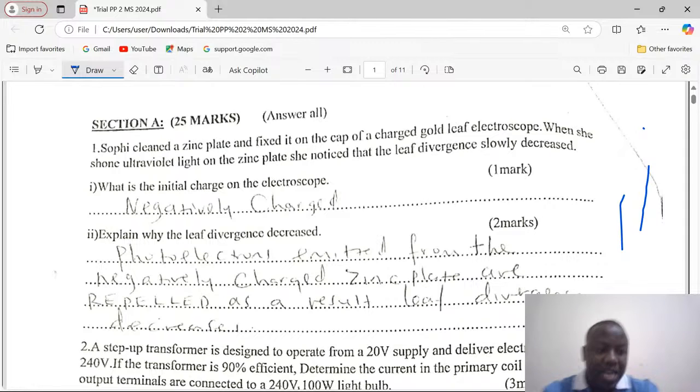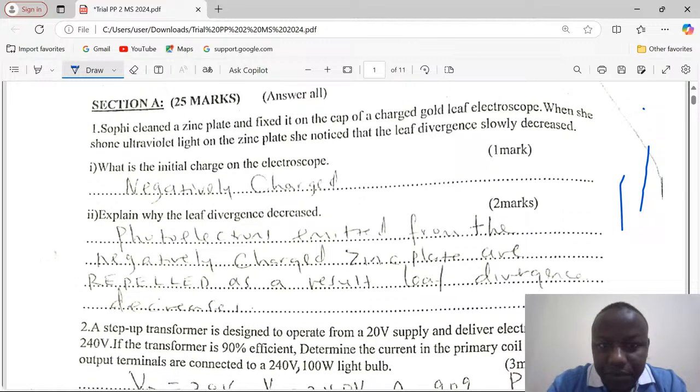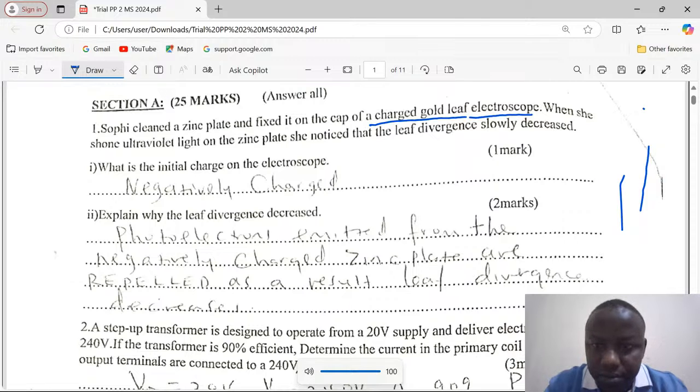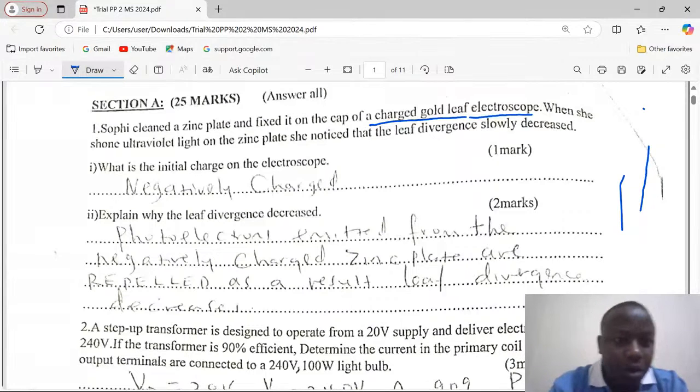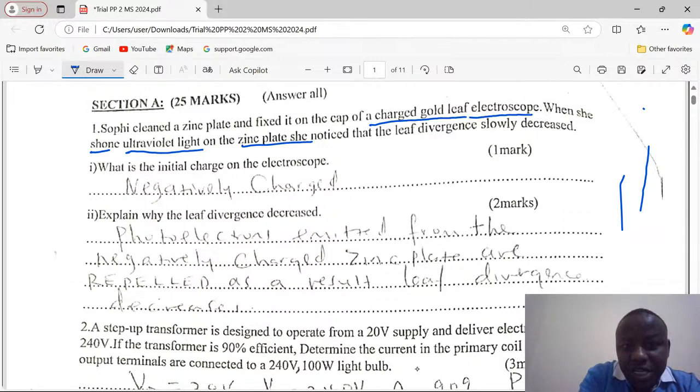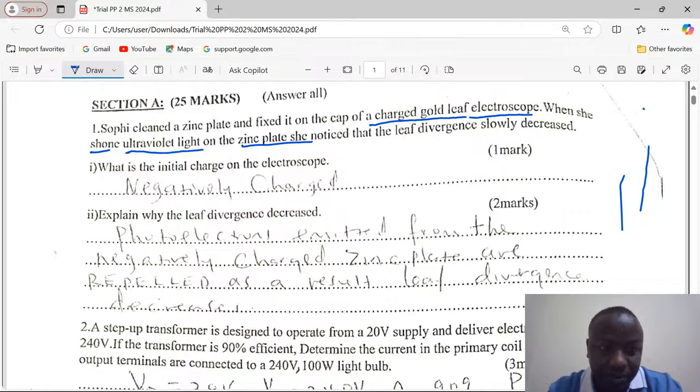So we are told that in number 1, Sophie cleaned a zinc plate and fixed it on the cap of an overcharged gold leaf electroscope. When she shone ultraviolet light on the zinc plate, she noticed that the leaf divergence slowly decreased.